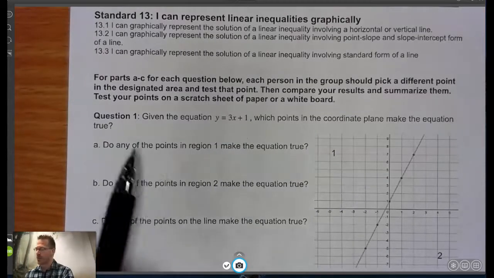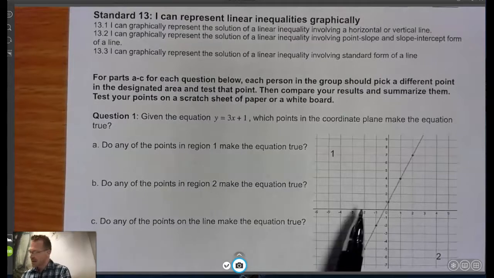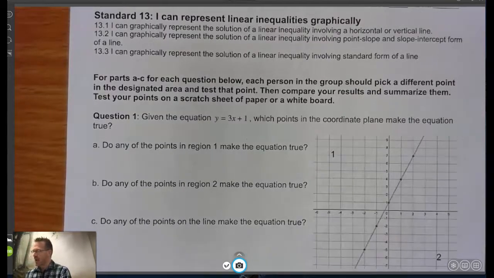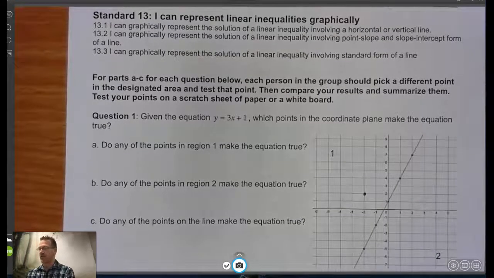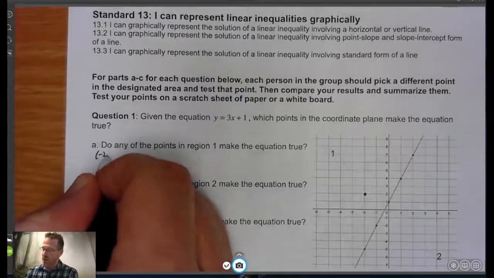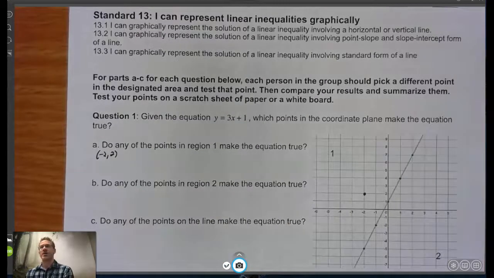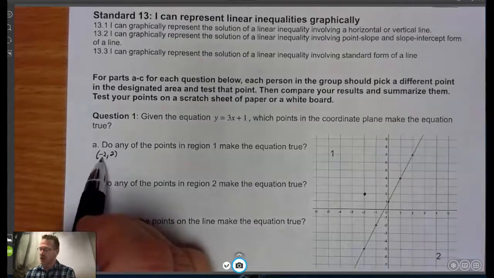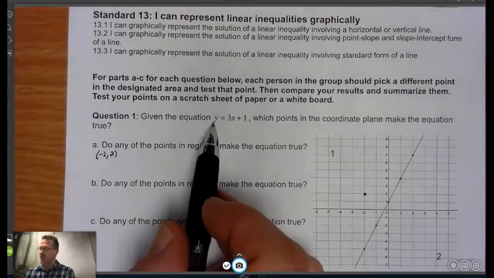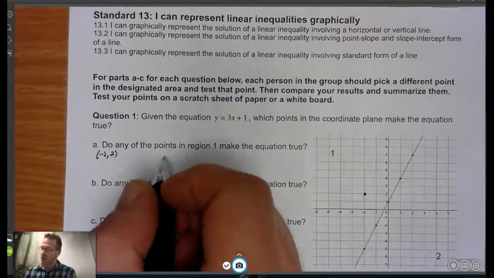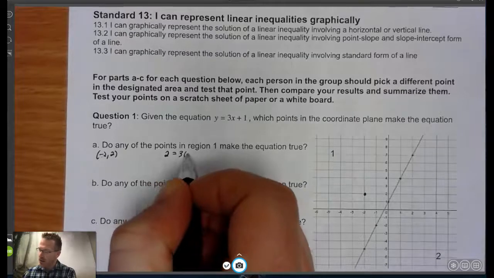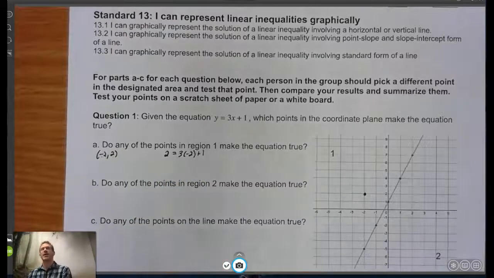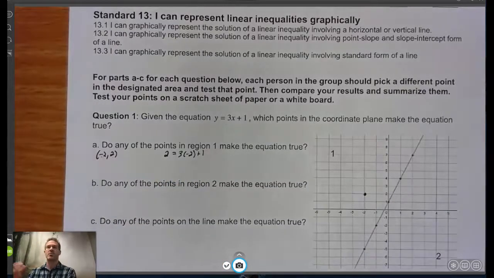When we look at region 1, I can pick any point I want out here, and I'm just going to pick (-2, 2). That's the point I want to test to see if it makes this equation true. The way this process works is I take my x coordinate and my y coordinate and plug them into this equation. So 2 goes in for y, negative 2 goes in for x, and then I follow order of operations and simplify to see if I get a true or false statement.